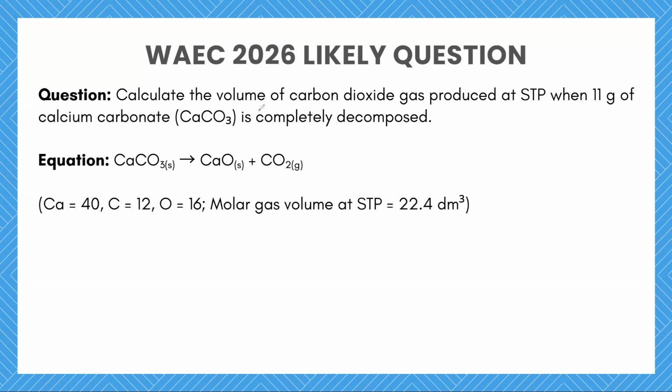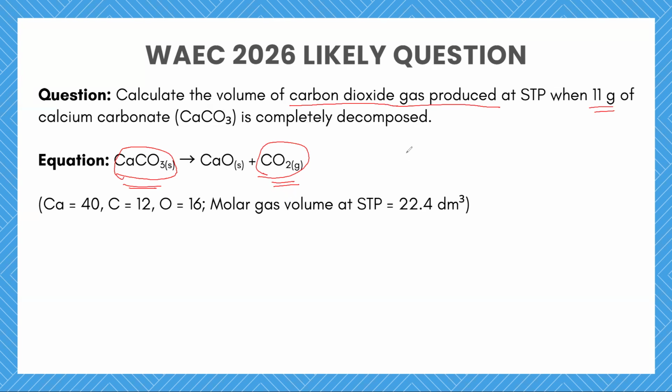It says, calculate the volume of carbon dioxide gas produced, CO2, at standard temperature and pressure when 11 grams of calcium carbonate, CaCO3, is completely decomposed. So from the equation, we're dealing with calcium carbonate and carbon dioxide. The next thing to do would be to get our mole ratios from the equation.